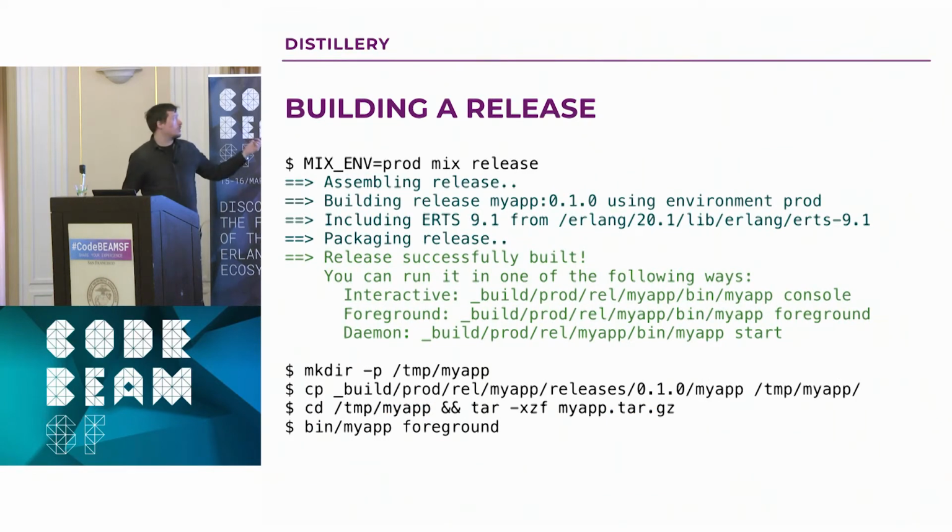This is an example of what it looks like to build a Distillery release. Pretty straightforward. Once you've got that config in place, you just run mix release with the mix env set to whatever, and we spit out some information here. There's really good diagnostic output. If you pass --verbose, it'll spit out a ton of information about how it resolved dependencies and so on. And then down at the bottom here is an example of how you deploy it, really trivially, to a local temp folder. You just create the directory, copy the tarball in there, extract it, and run the foreground command to start it up in the foreground.